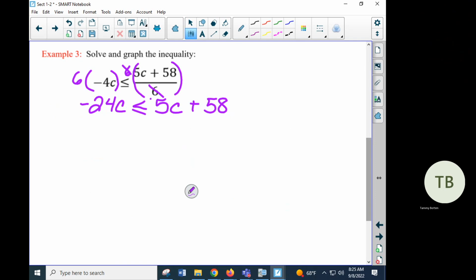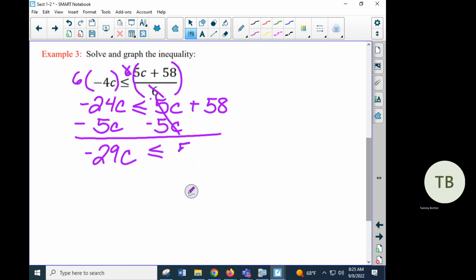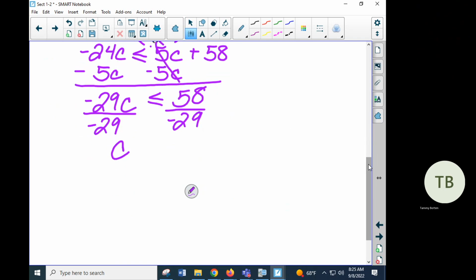Now, again, I always bring my variables to the left. So I'm going to subtract 5c. -24c minus 5c is -29c, and it's less than or equal to 58. Okay. Now, this is -29 times c, so I'm going to divide by -29. Do I have to do anything with my sign on this one? Yes, because I divided by a negative. So it's greater than or equal to, and if you put this in your calculator, it'd be a -2.